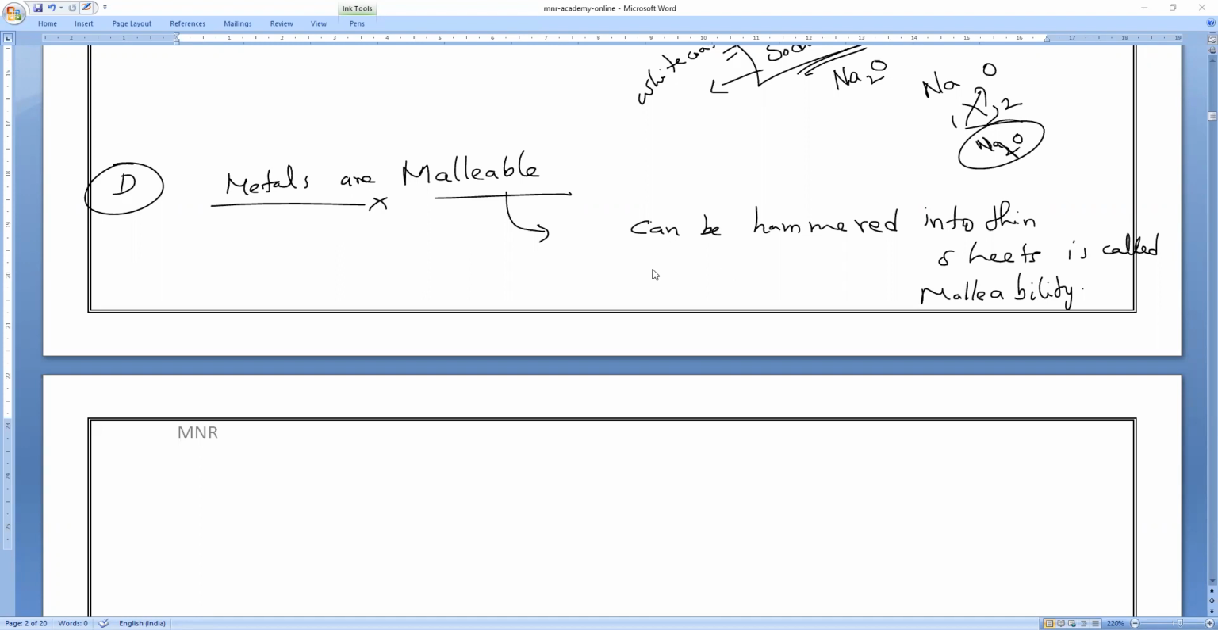Because of that, depending upon the force, they will turn into different shapes. So who has the highest malleability? Everybody: gold and silver. So please note that. That is why we have silver sweets.